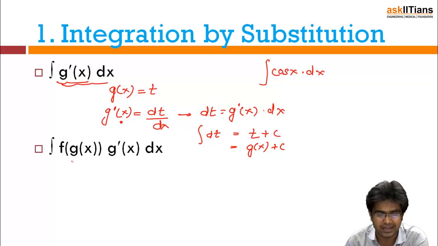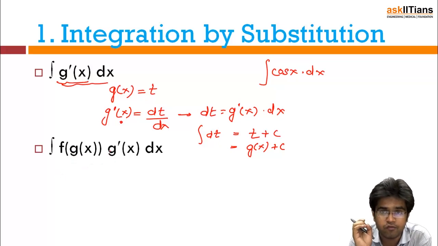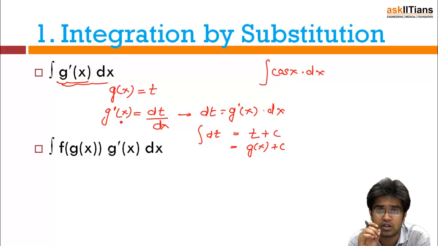Let's take one more thing. Let's say f of g of x into g dash x. Now this is a composite function. So again, if you carefully look, the most important method that I've already told you, the important thing to note down in this method is that whosoever's function's differential is available, put that as t.